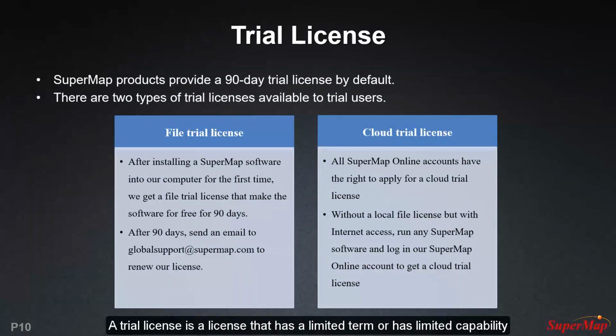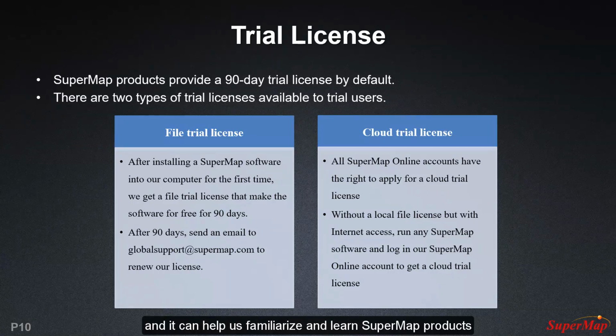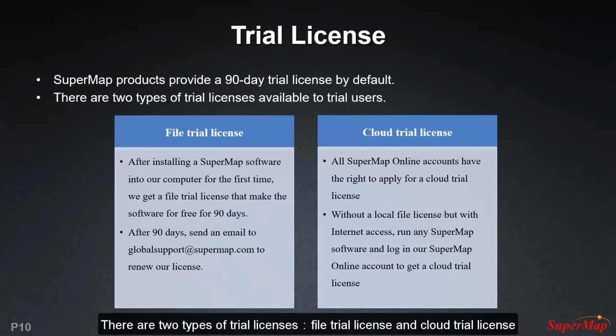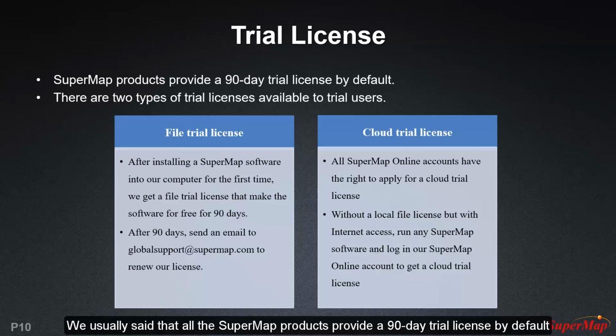A trial license is a license that has a limited term or has limited capability, and it can help us familiarize ourselves with and learn SuperMap products. There are two types of trial licenses: file trial license and cloud trial license. We usually say that all the SuperMap products provide a 90-day trial license by default.